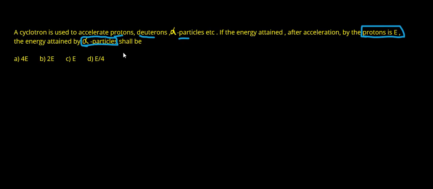Protons and the alpha particles consist of different charges and different masses. They have different charge and different mass. These are the only relation between these two things. So when you talk about the energy attained by them, we are also going to relate with the energy. For that we can use dimensional analysis to find these things.